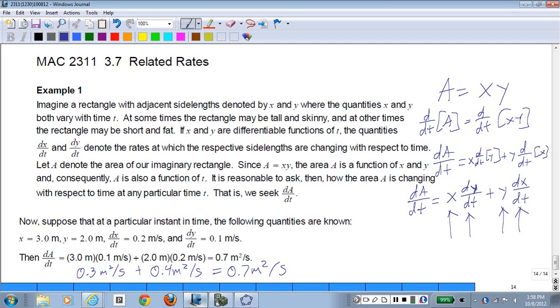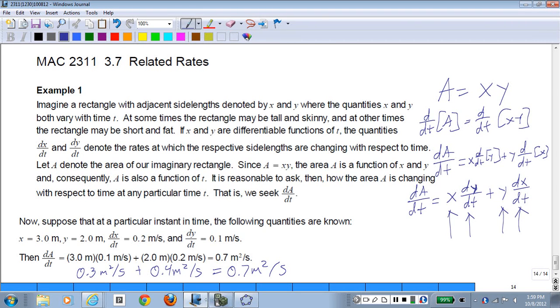So if we let maybe a second tick by, we would anticipate that the area would increase by about 0.7 of a square meter. Now, the actual amount is a little bit more if we assume that dx/dt is a constant, dy/dt is a constant over the next second, because x and y themselves are increasing with respect to time.